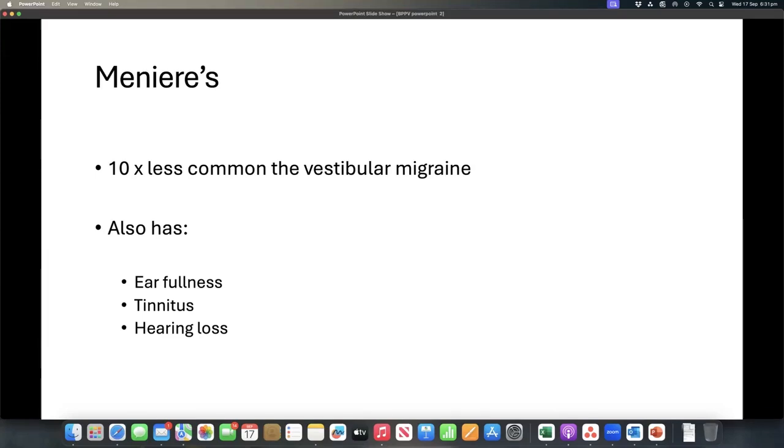Meniere's is 10 times less common than vestibular migraine. That was a good stat. It either tells you how rare Meniere's is or how common vestibular migraine is. But they will be dizzy. It will not be intense, like I turn my head in bed and then it's going away. And it will also have ear fullness, tinnitus, hearing loss, all those other symptoms.